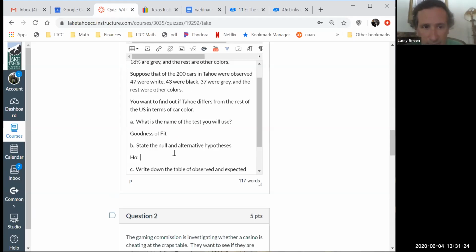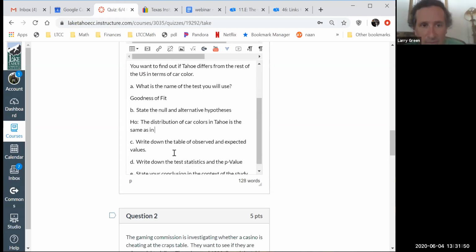So the distribution of car colors in Tahoe, because that's what we're looking at, is the same as in the US. I think I said US, didn't I? Yeah, US. Any questions on this?